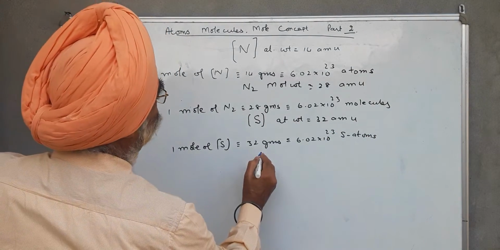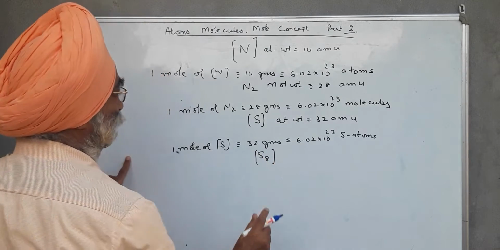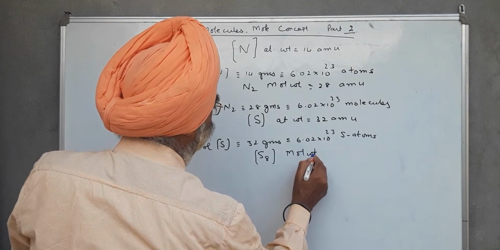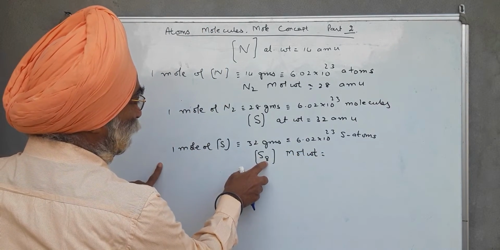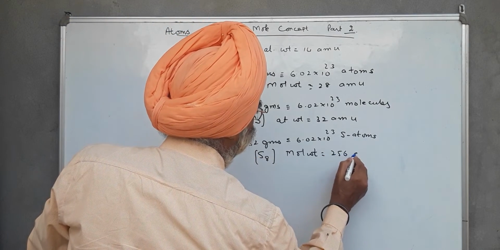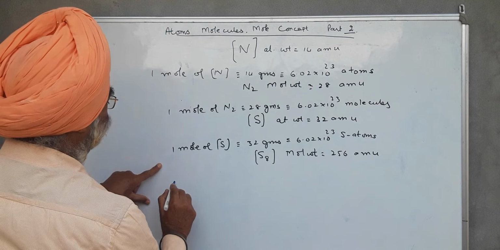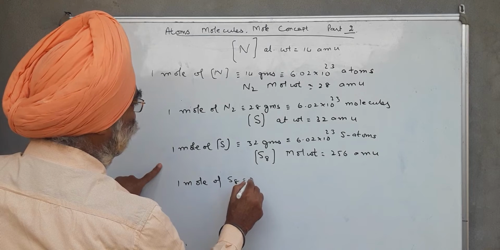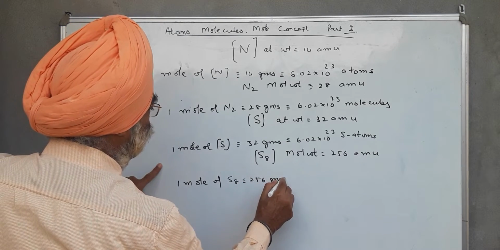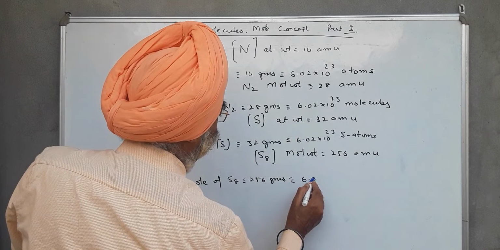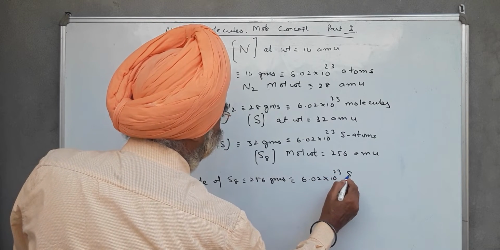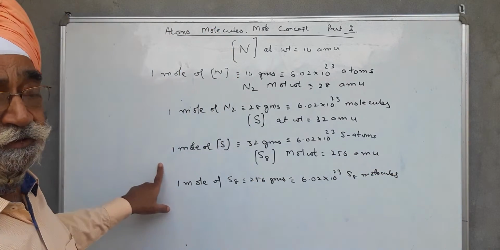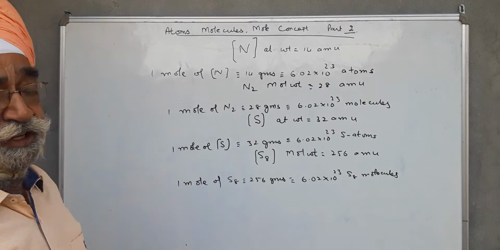But S8, a molecule of sulfur, not atomic weight, its molecular weight is 32 multiplied by 8, 256 AMU. So, a mole of S8, 256 grams and equivalent to Avogadro's number of S8 molecules. This is in continuation with what we discussed yesterday.